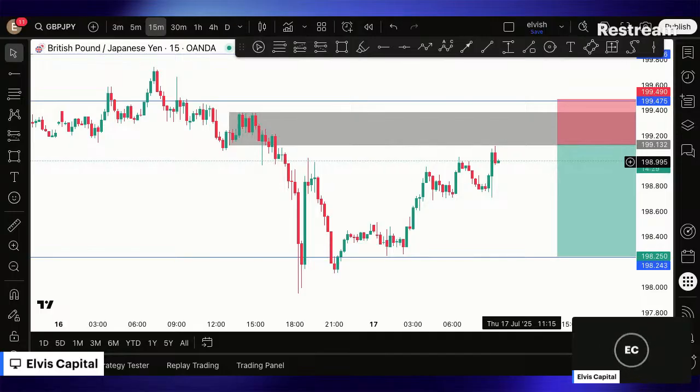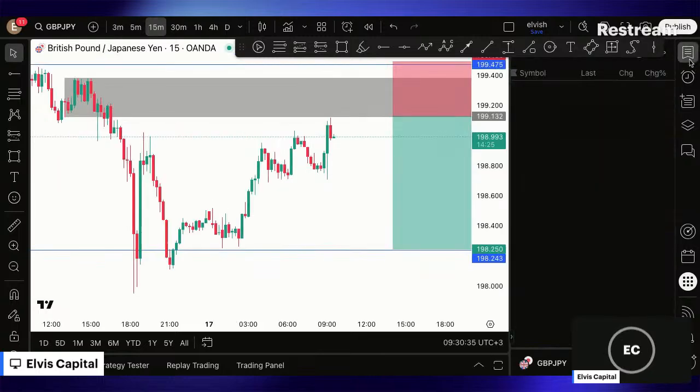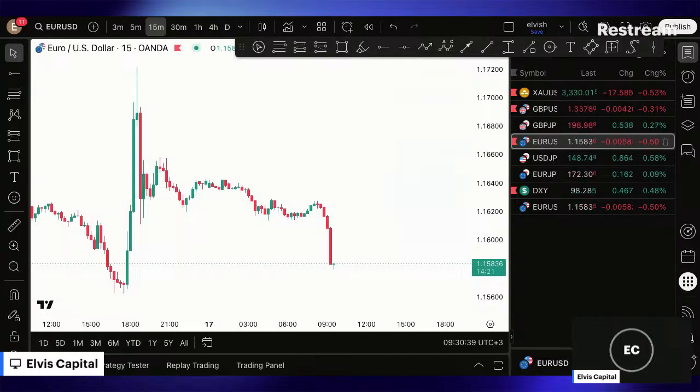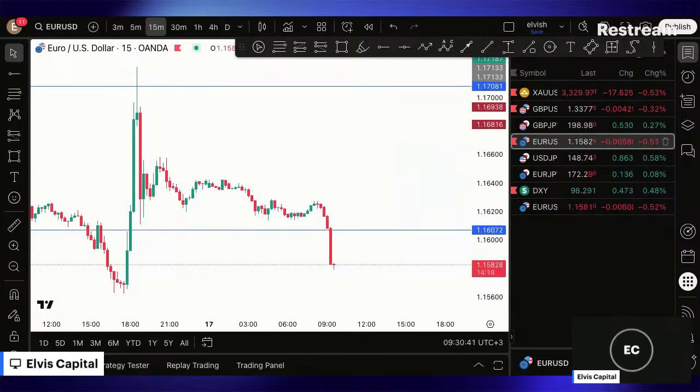So let's check some other pairs and see what is happening there. What is happening? Hold on for a minute. Let me check something small.